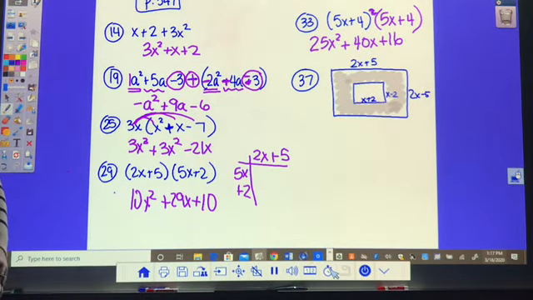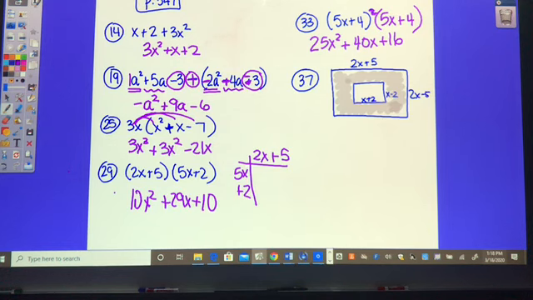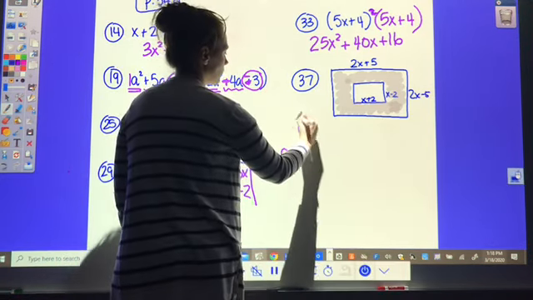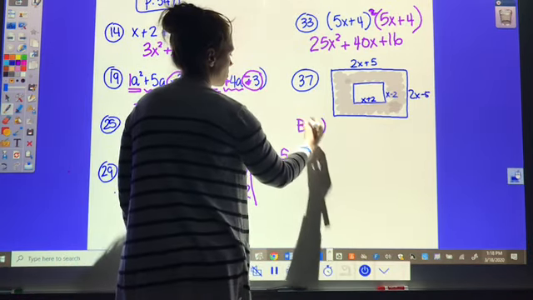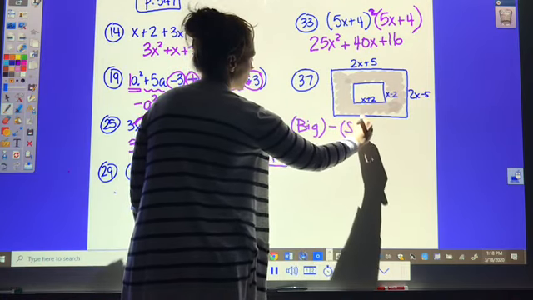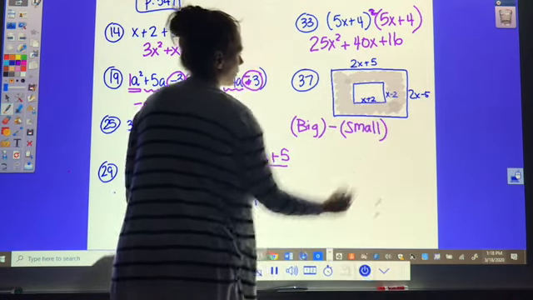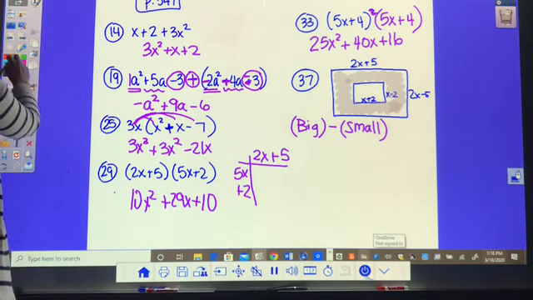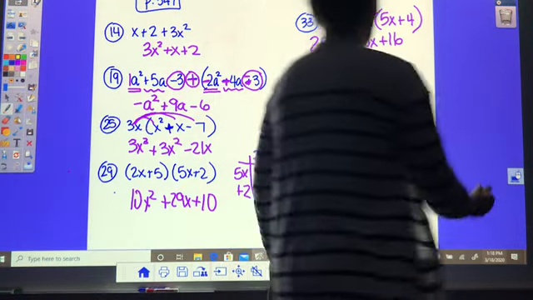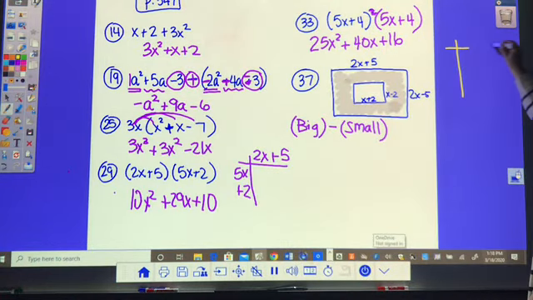Okay. Number 37, we are supposed to find the area of the shaded region. So it's like a rectangle donut. So we would need to find the area of the big rectangle, and then we're going to subtract the area of the small rectangle. Okay, so the big rectangle is the 2x plus 5 and the 2x minus 5. I'm going to show that work right here, and I'm going to use the area model because I know some of you guys like this the best.